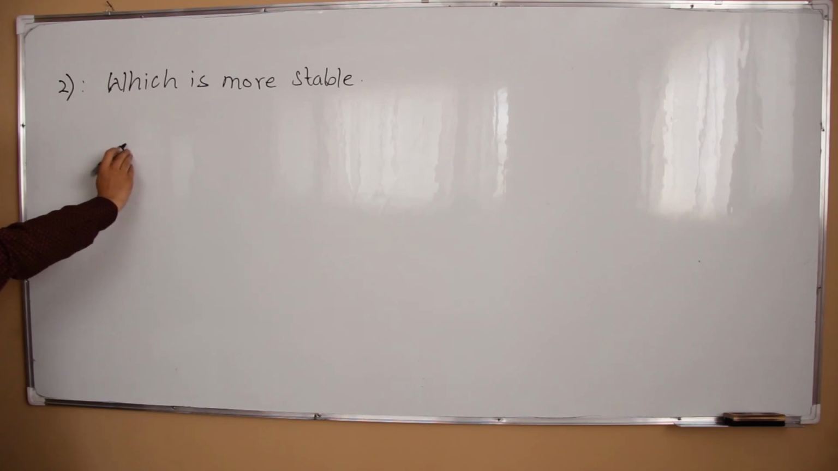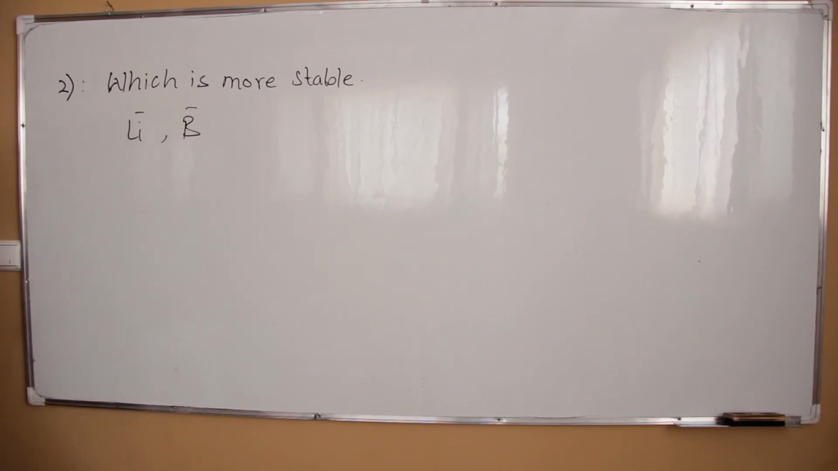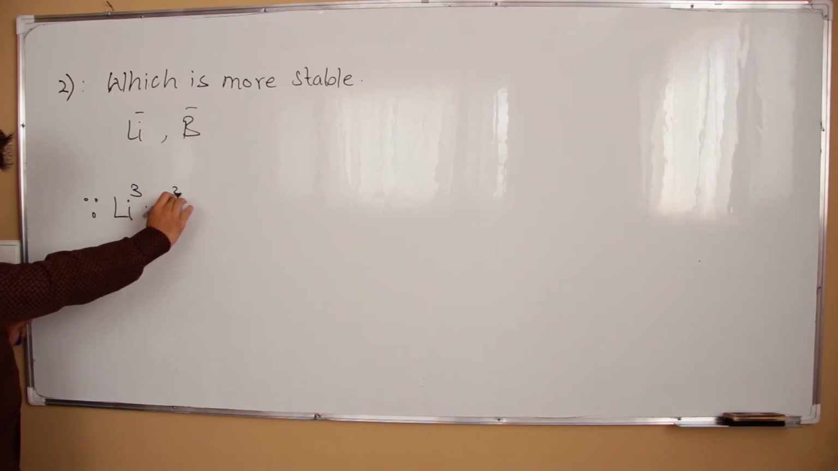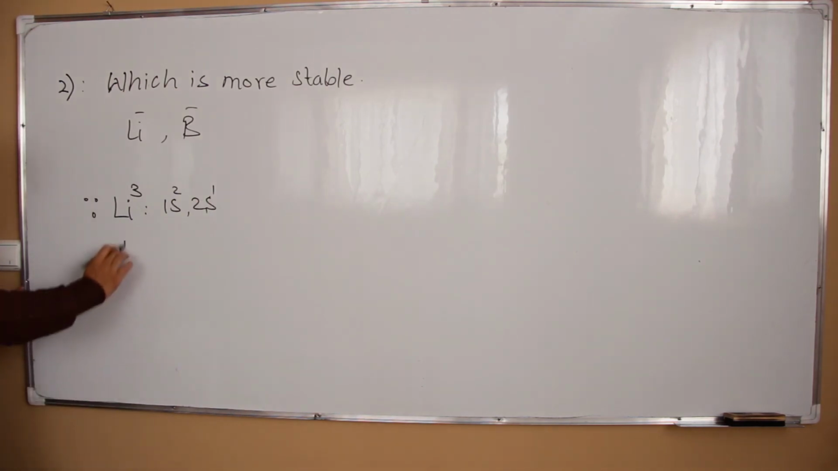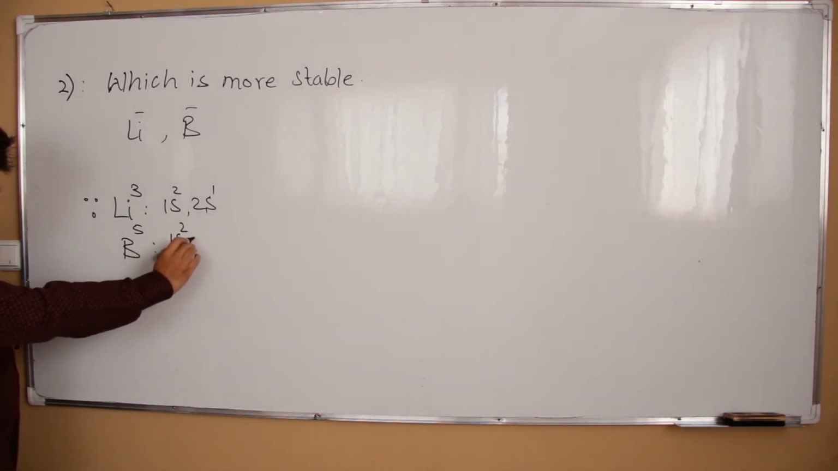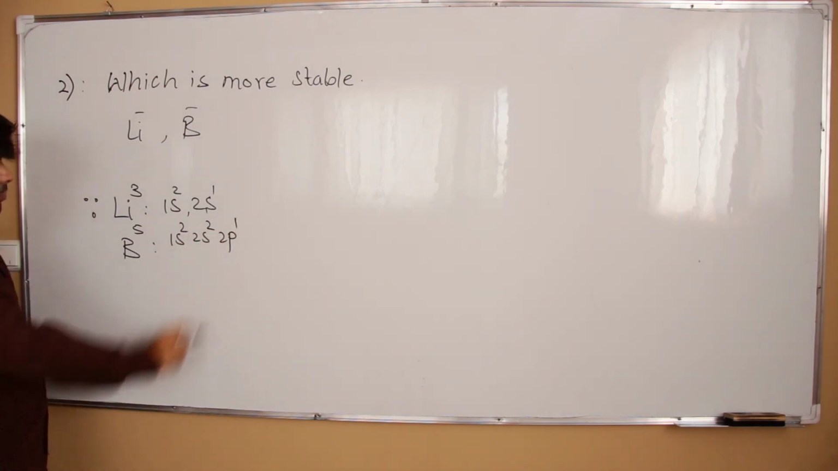Which is more stable, lithium minus or boron minus? What do you think? First, lithium has atomic number 3, so the electron configuration is 1s2 2s1. For boron, the atomic number is 5, so it is 1s2 2s2 2p1.